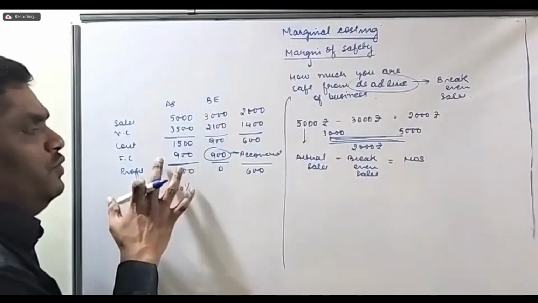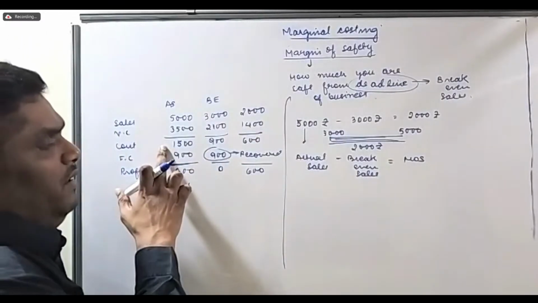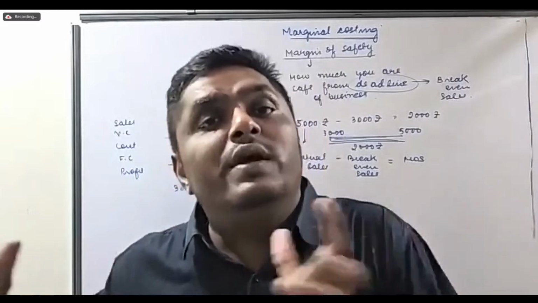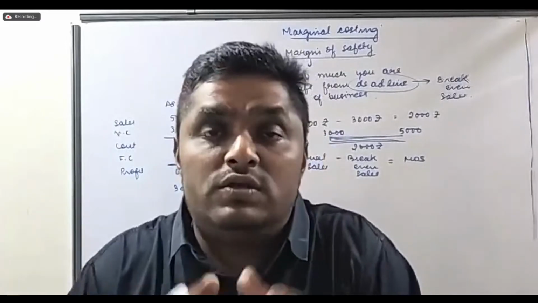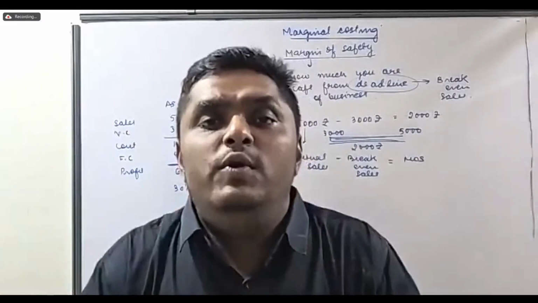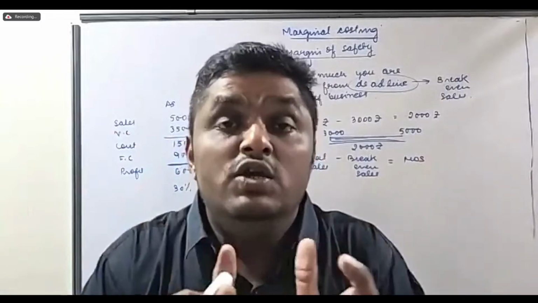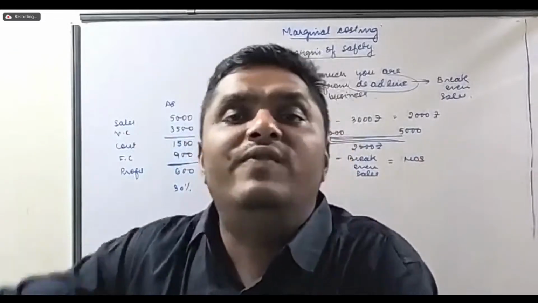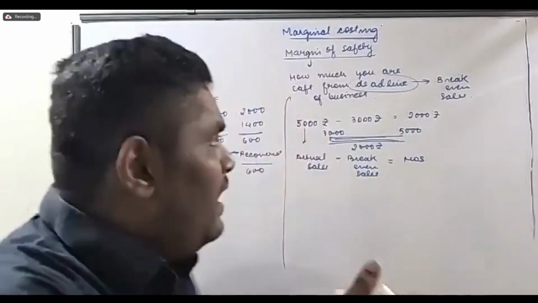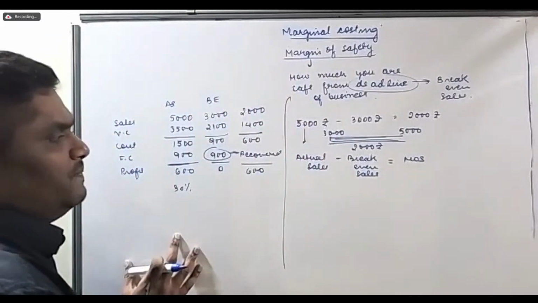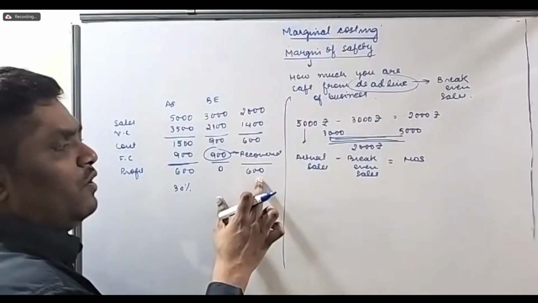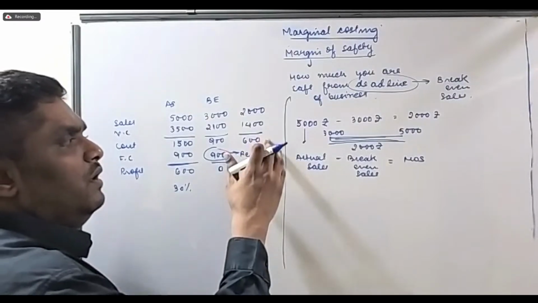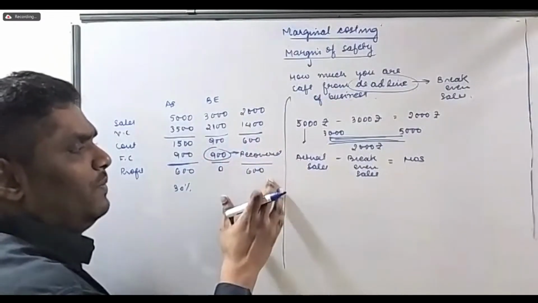See, my total contribution is what? 1,500. Right? Of this 1,500, 900 is adjusted towards fixed cost. So how much extra contribution am I earning? 600. So 600 is what? My extra contribution over and above fixed cost is what we call profit. So the alternate way to calculate is what? Extra contribution is what? My profit.